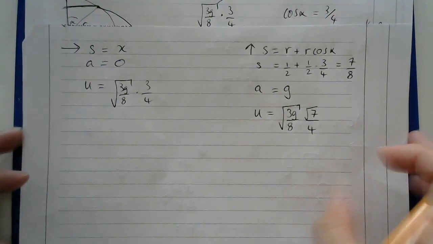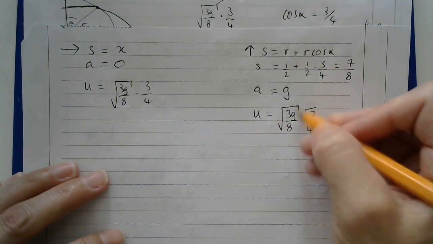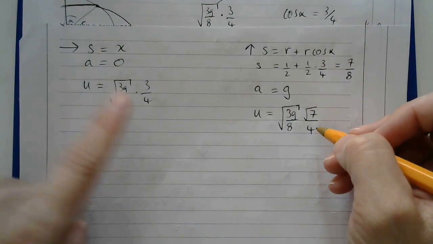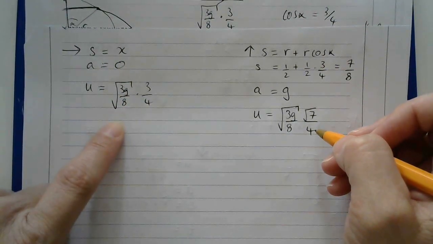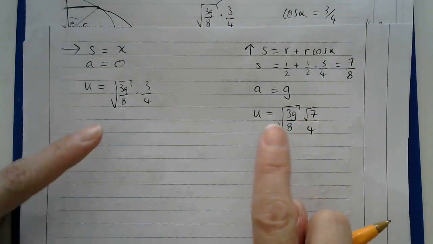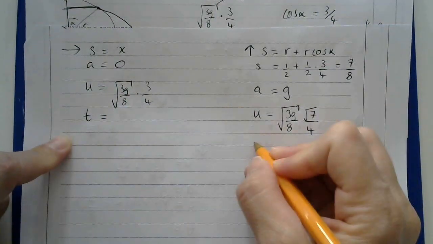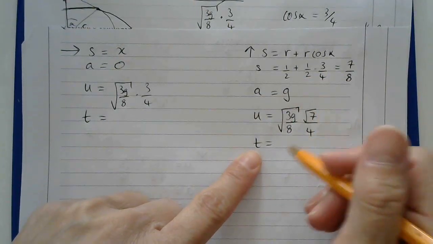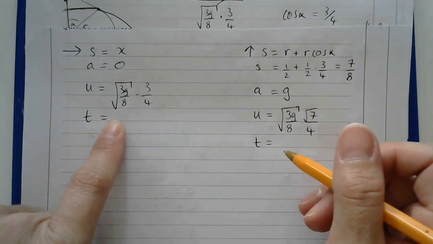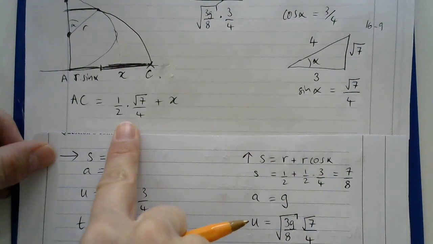So now here I've got 3 things, which is enough to work out anything else that I need. And here I only have 2 things, so I'm missing 1 bit of information here. The thing that can link this stuff to this stuff is t, the time that it takes. So here I need to work out t, so that then I can pop it into here and work out what x is. And then I can do x plus this thing to give me AC.